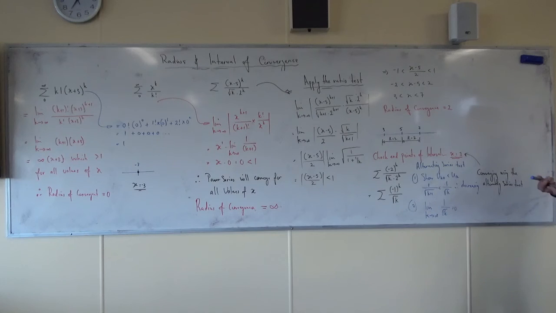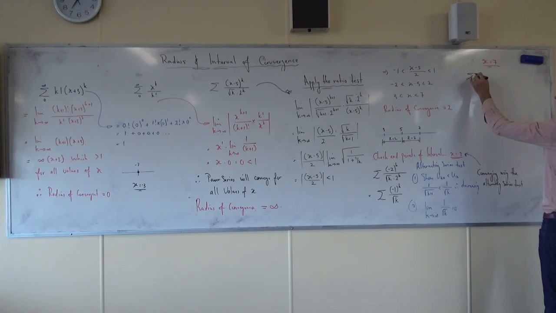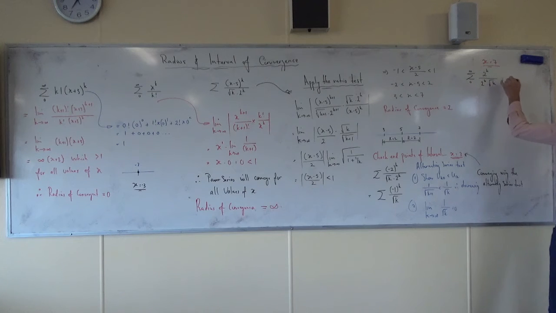Is this making more sense now, everyone? And what's the other point we have to check? x equals 7. So let's check x equals 7. At x equals 7, we're going to have 2 to the power of k divided by 2 to the power of k times the square root of k, which equals the sum of just 1 over the square root of k. That's an easy one, isn't it? That's just a p-test. So this one here is divergent.